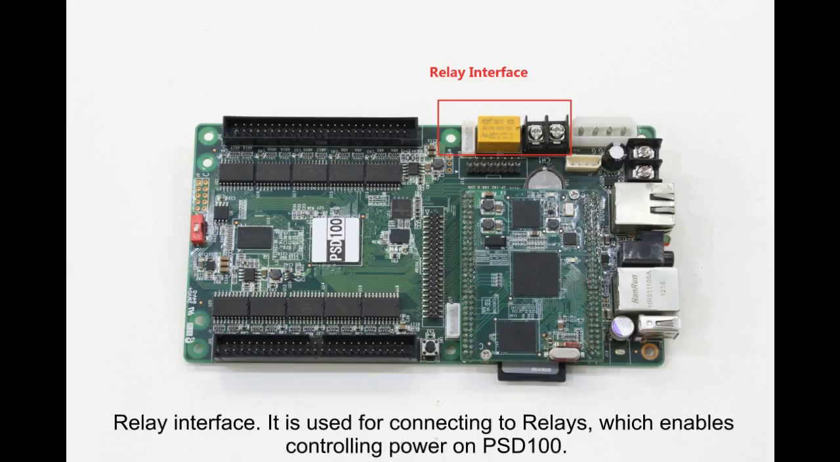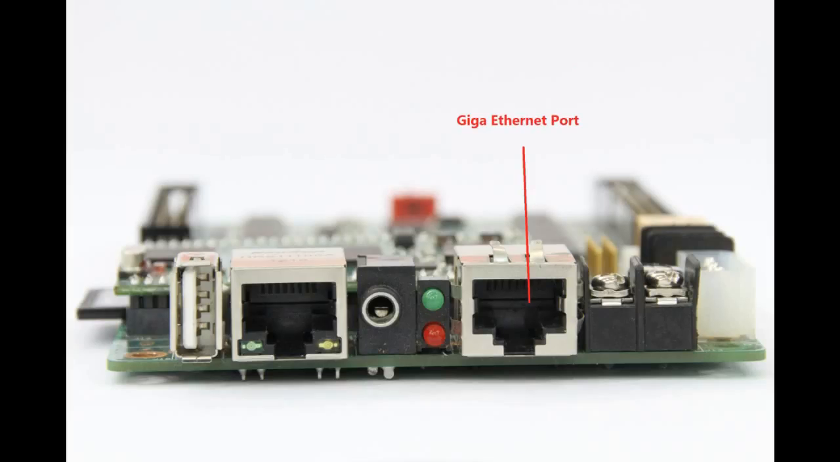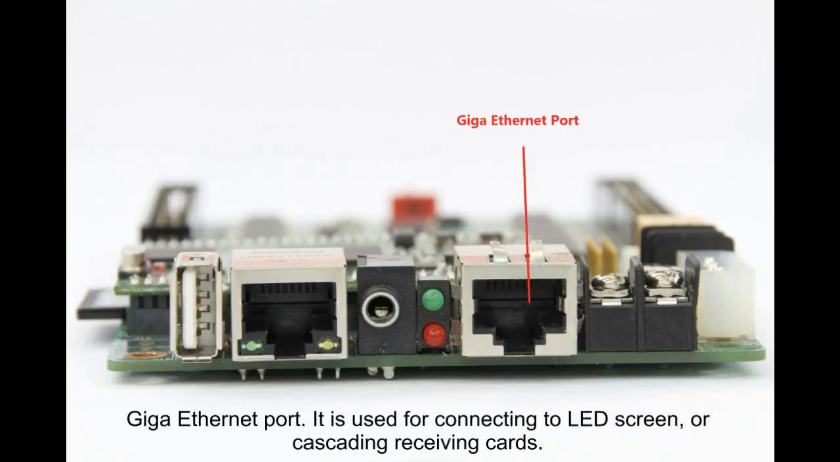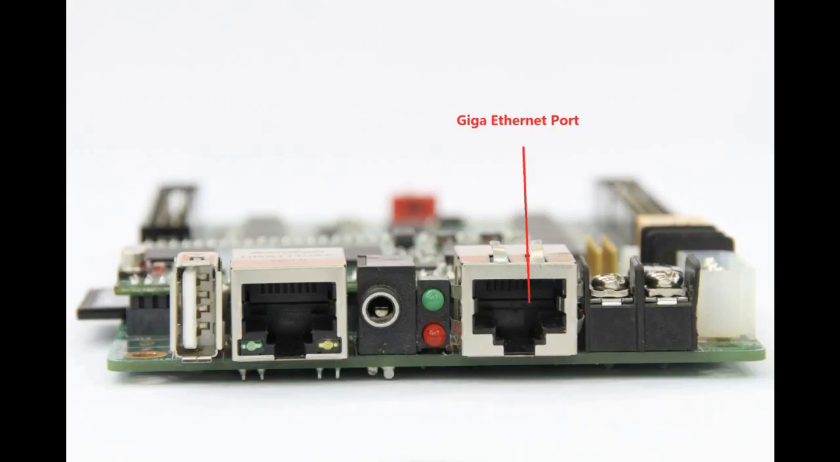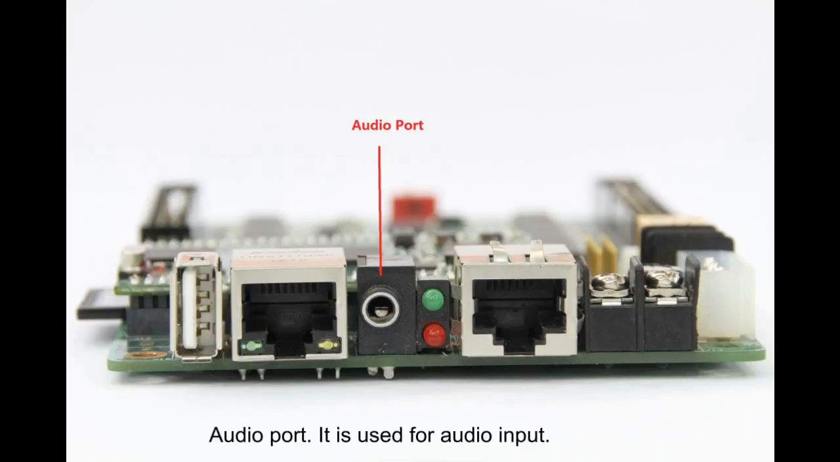The Relay interface is used for connecting to relays, which enables controlling power on the PSD100. The Power supply interface is used for connecting to a FAT-V power supply. The Giga Ethernet port is used for connecting to the LED screen or cascading receiving cards. The Status indicator is used for checking the work status of the PSD100. The Audio port is used for audio input.